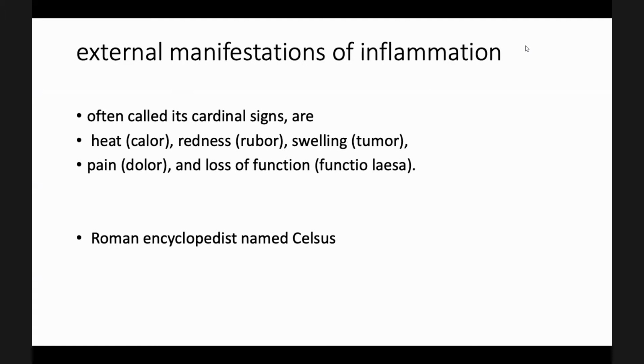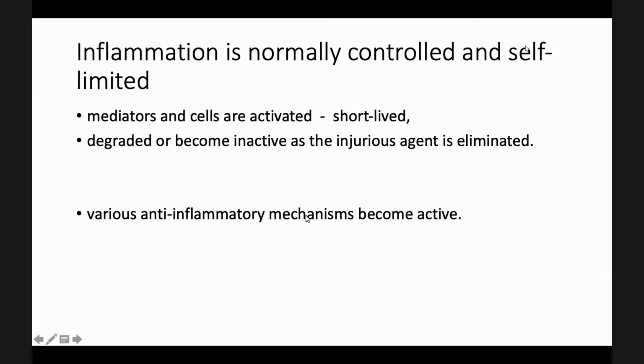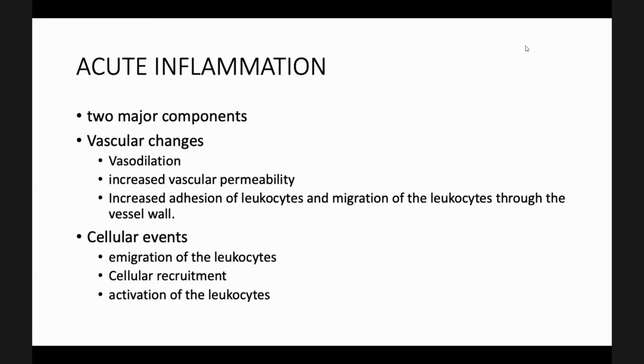Externally, it will manifest as the cardinal signs. You already read about that: calor, rubor, dolor, tumor, and functio laesa, that is heat, redness, swelling, pain, and loss of function. Inflammation should usually be controlled and self-limited. These mediators and cells are activated for a short time only, and they become degraded or inactive as the injurious agent is eliminated. So various anti-inflammatory mechanisms become active for this to happen.